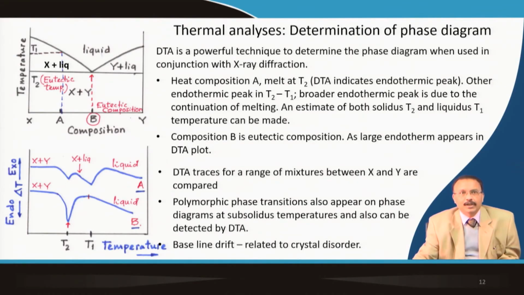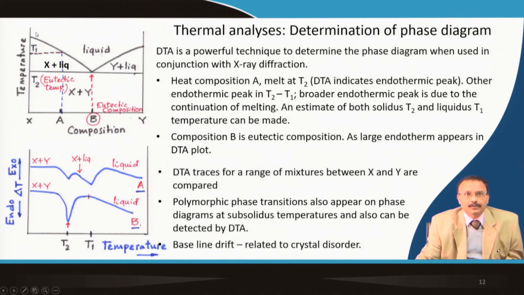Here a simple eutectic phase diagram, which you may remember, is considered. If you consider the composition A, then it basically melts at a temperature T2. When it melts, it shows an endothermic peak, a broader endothermic peak. But if you keep on heating it, there is a phase mixture of X and liquid, and finally the liquidus temperature is reached. Then again the solid phase is all transformed to liquid phase.